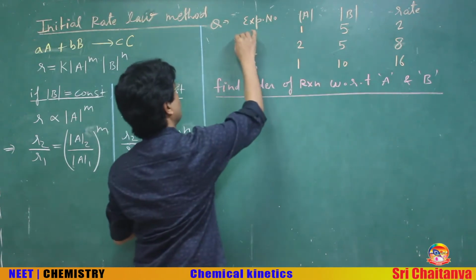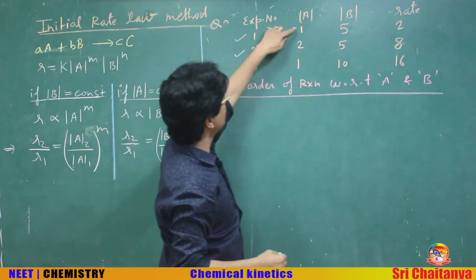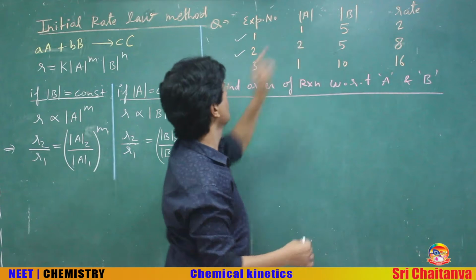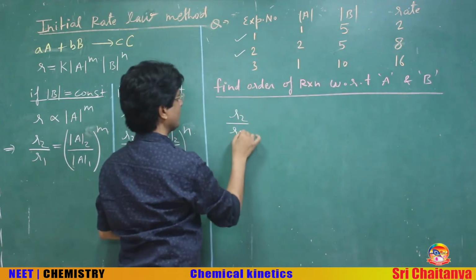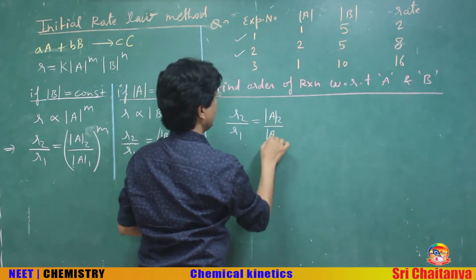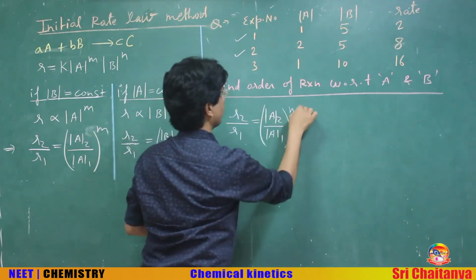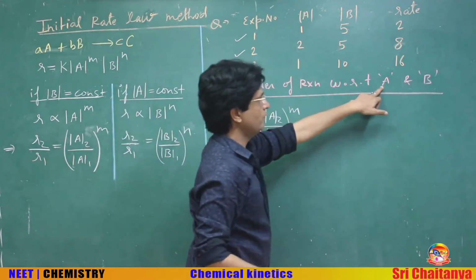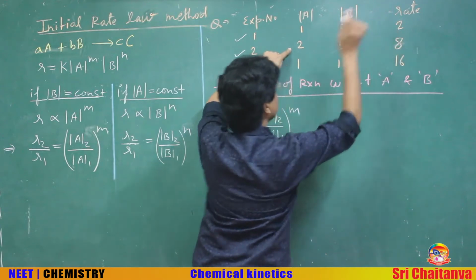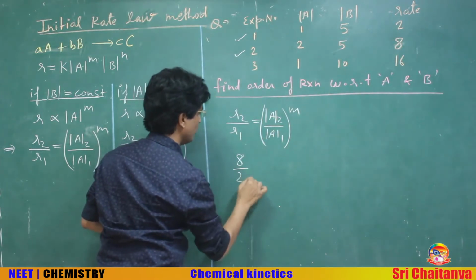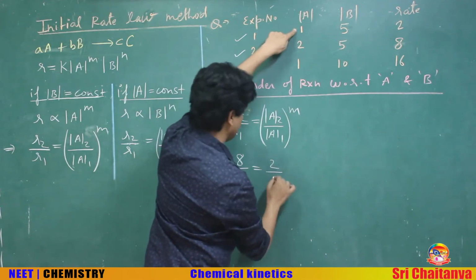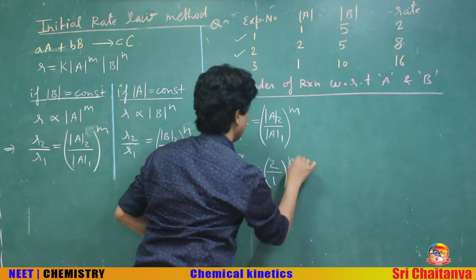So I'll take the first 2 readings. In these 2 readings, you can see that concentration of A is changing, but concentration of B is fixed, constant. So I can say that R2 by R1 will be equal to (A2 by A1) to the power of m. I'm assuming that the order of A is m. So R2 will be 8, R1 is 2. So 8 by 2 will be equal to concentration of A2 is 2, concentration of A1 is 1, to the power of m. So solve it.